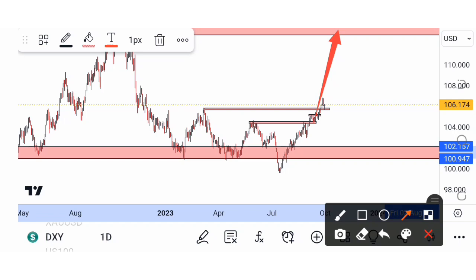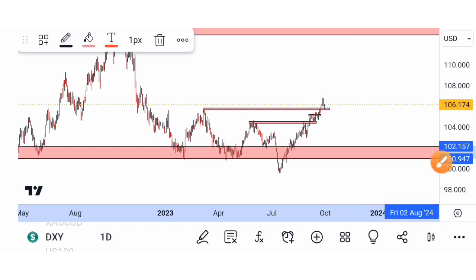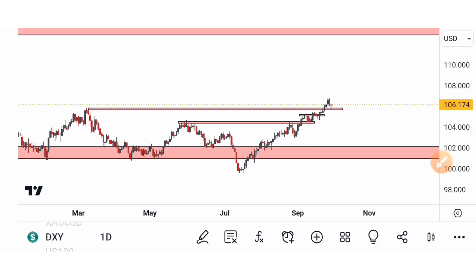Because this is overall what I'm looking for. But it can happen over a span of 2 weeks, 3 weeks, a month, 2 months, even a year. It depends. But this is what I'm looking for in the dollar index. There's nothing more, there's nothing less. I'm bullish. You should be bullish. And yeah, let's move on to another pair of the day.